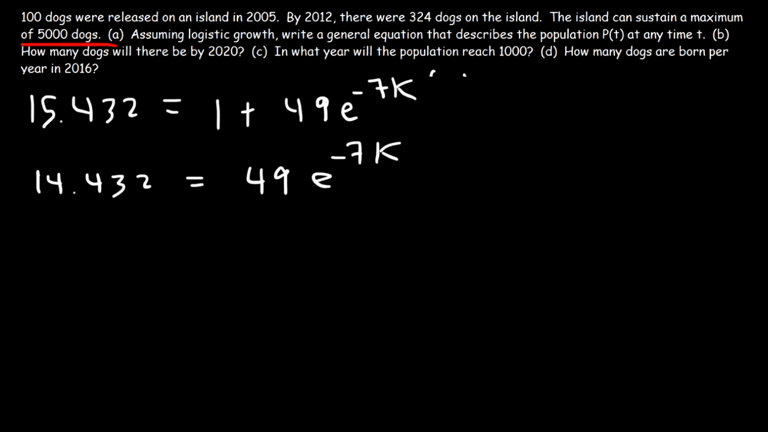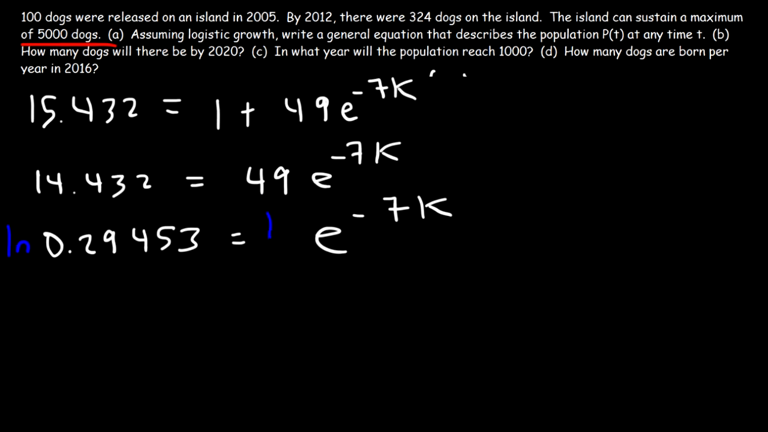And then 14.432 divided by 49, that's going to be a decimal number, that's 0.29453. And that's equal to e to the negative 7k. At this point, what you want to do is take the natural log of both sides. And the reason why you want to do that is so that you can take this constant and move it to the front, which is a property of natural logs.